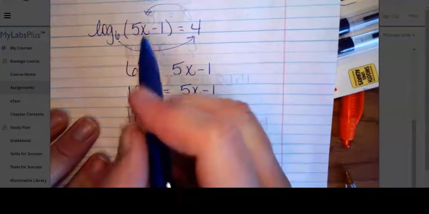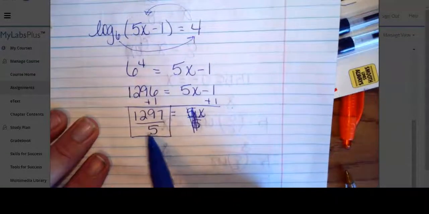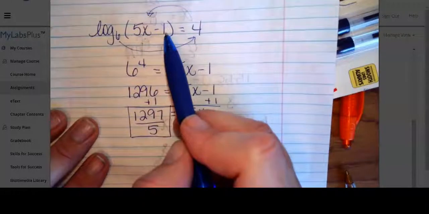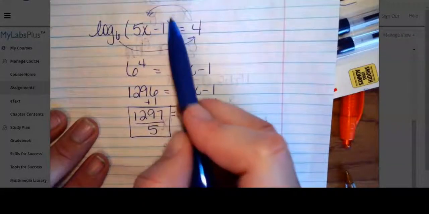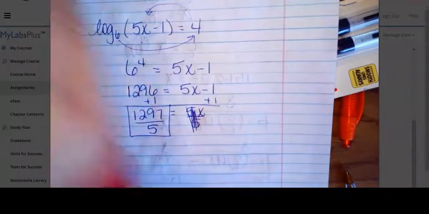Okay, so make sure you check your work. 5 times 1297 over 5, the 5s will reduce. So that'll give you 1297 minus 1 is 1296. Okay, that's positive and not 0, so it works. So I'm allowed to use that answer.